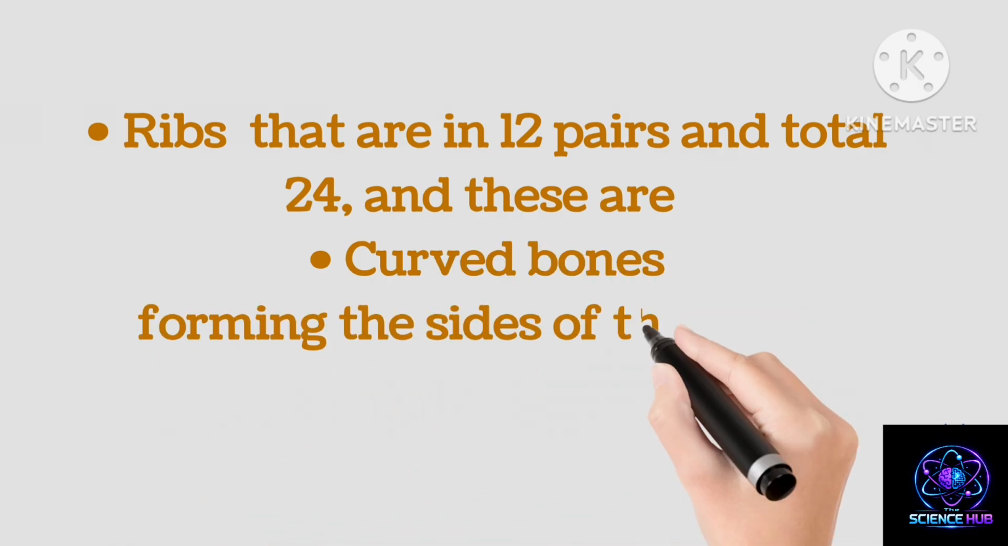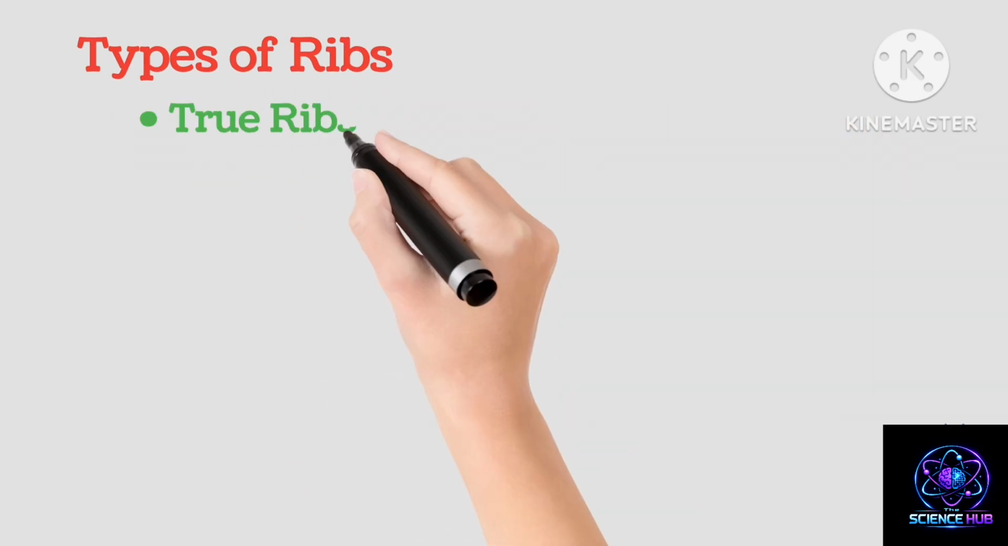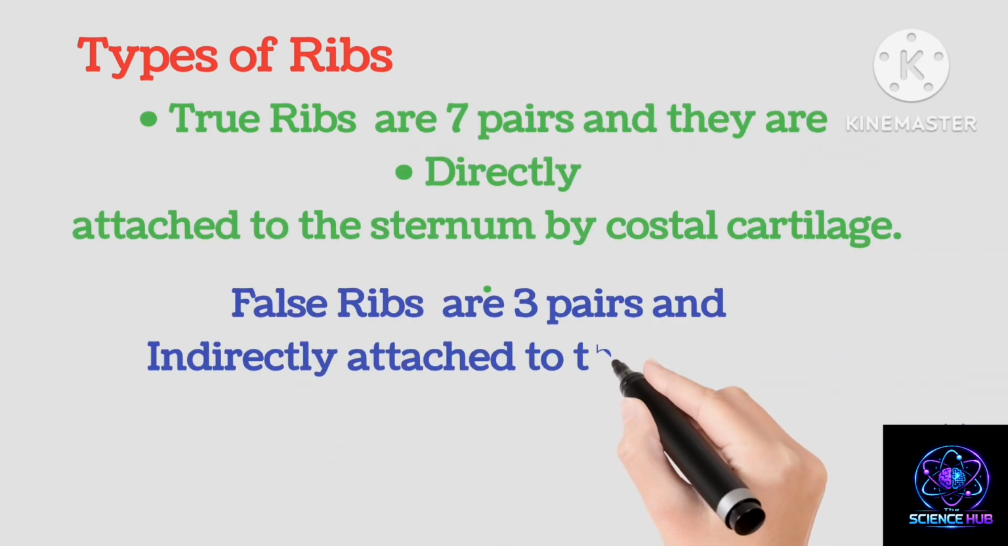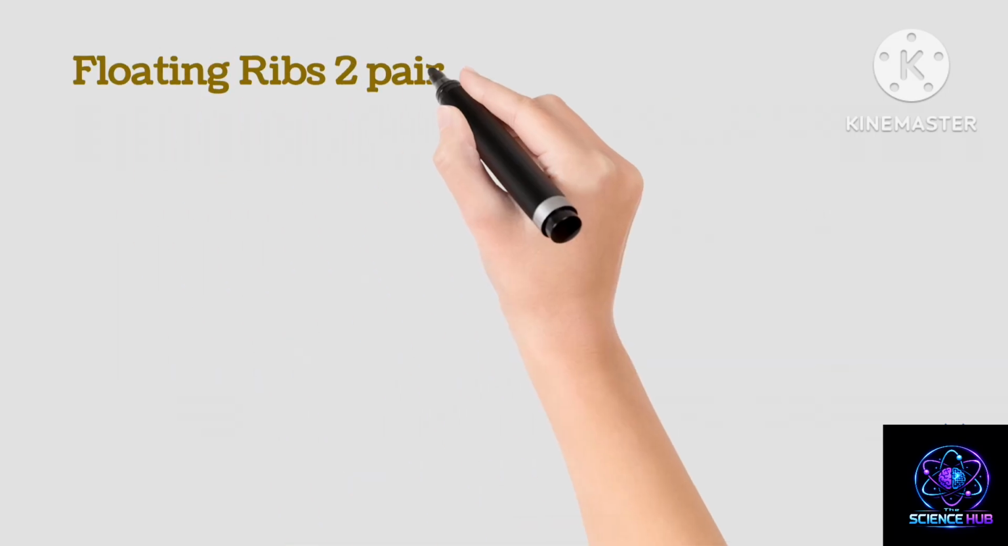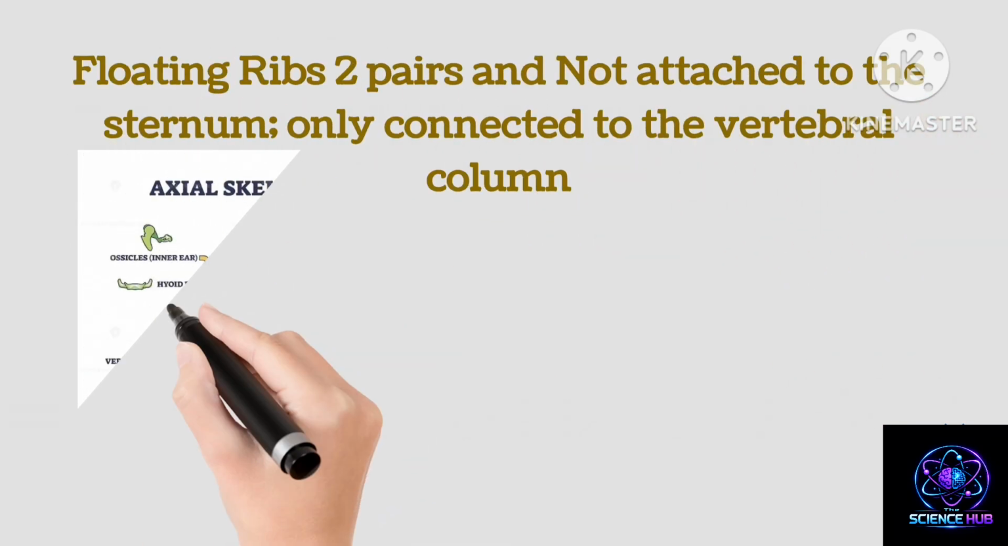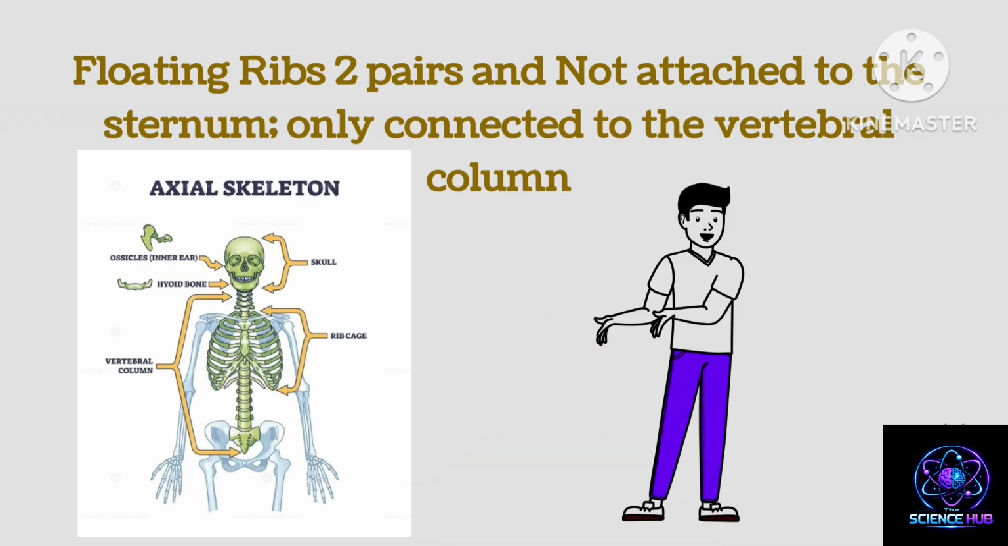Ribs that are in 12 pairs and total 24, and these are curved bones forming the sides of the chest. Types of ribs. True ribs are 7 pairs, and they are directly attached to the sternum by costal cartilage. False ribs are 3 pairs, and indirectly attached to the sternum through the cartilage of the ribs above. Floating ribs are 2 pairs, and not attached to the sternum, only connected to the vertebral column.